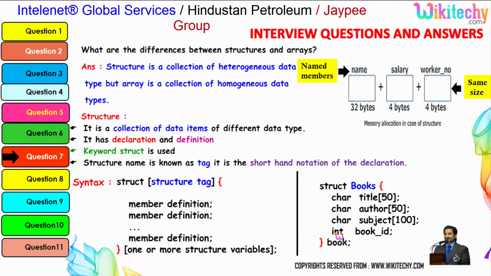Here is the difference between the structure and arrays. Structure is a collection of heterogeneous data, whereas array is a collection of homogeneous data, a straightforward, simple difference. Structure is a collection of data items of different data types, like 32, 4, 4. It has declaration and definition. Keyword struct is used. Structure name is known as tag and it is a shorthand notation of the declaration.